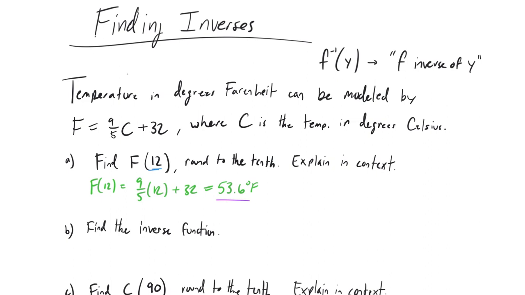So let's say something along the lines of, start with the input: if the temperature is 12 degrees Celsius, then the temp is 53.6 degrees Fahrenheit. So that's what each of those numbers stand for, right? That's 12 degrees Celsius, that's 53.6 degrees Fahrenheit. Usually an if-then statement works pretty well. I'm going to start with the if this, then this.